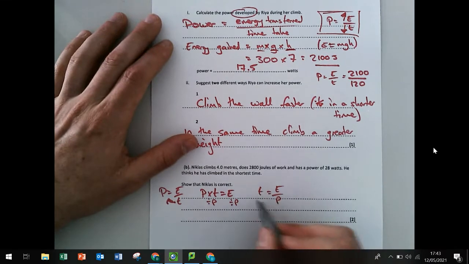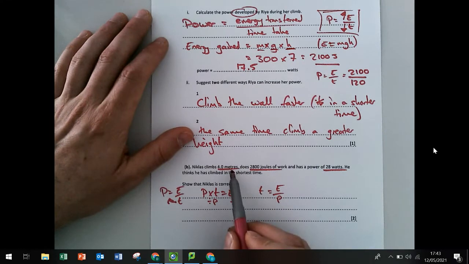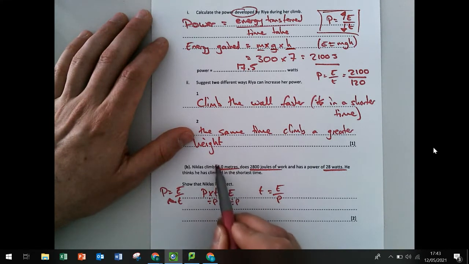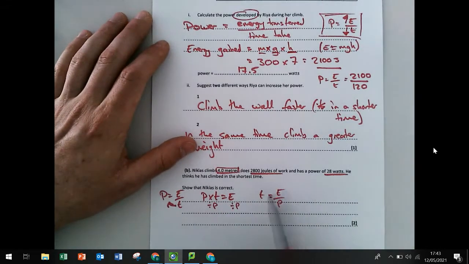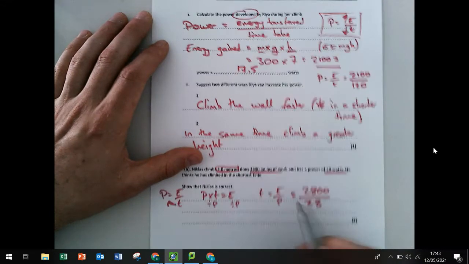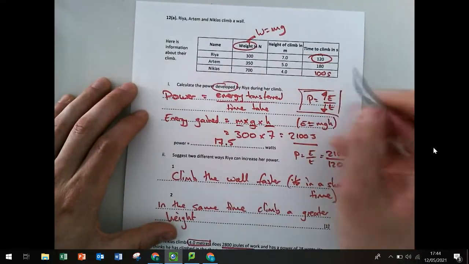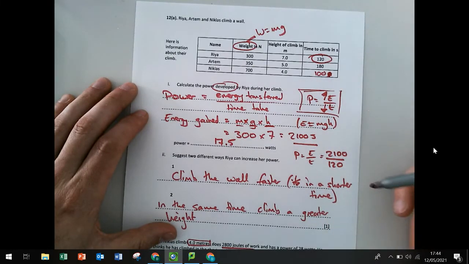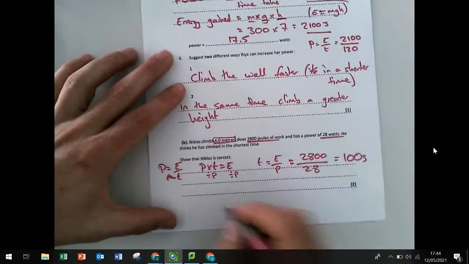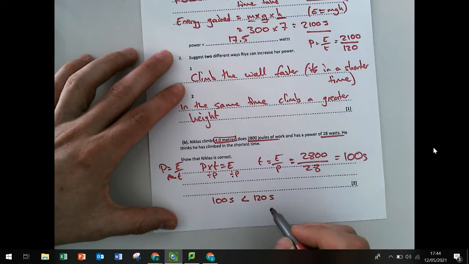So can we work it out? Well, we've got energy, we've got power. Do we need this? We probably don't need this piece of information because we've been given the energy and the power. So I think we can just do 2,800 divided by 28, and we should see that immediately is 100 seconds. Let's just write it in the table just so we can compare. Clearly, that is the smallest time. So I might just say, to be really clear, 100 seconds is less than 120 seconds, just to show that it's the shortest time. But you might not even need to do that.